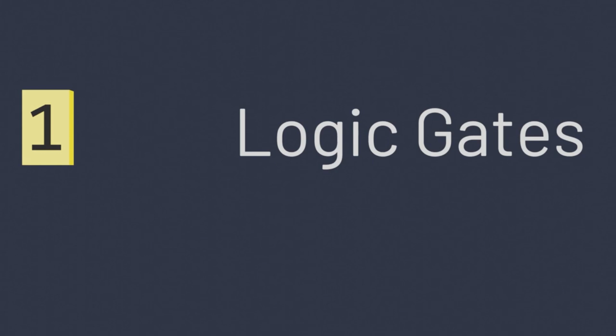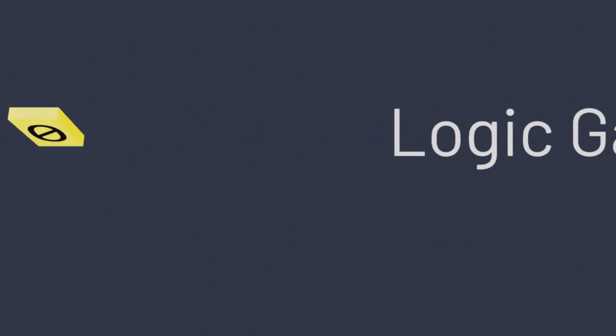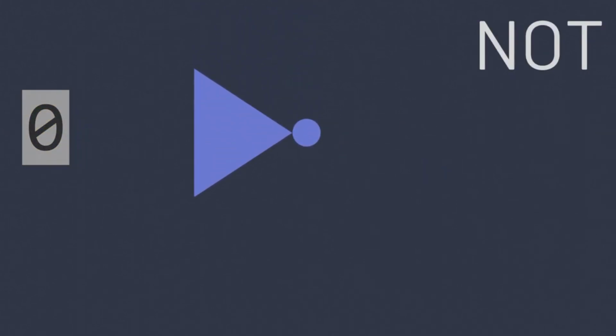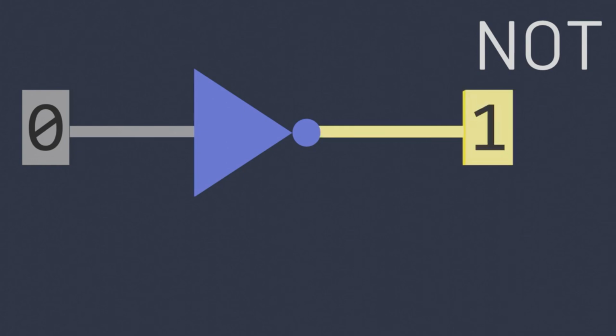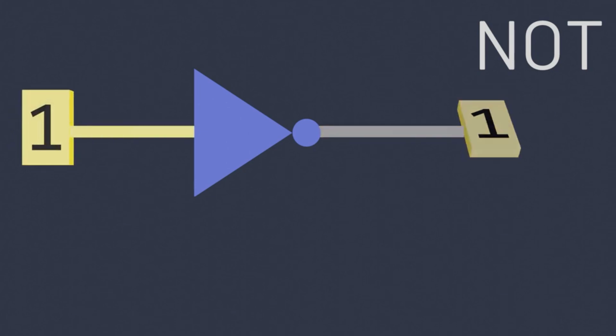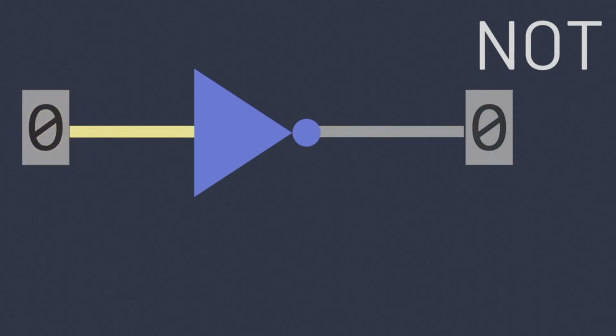and produce output according to a set of logical rules. One of the simplest logic gates is the NOT gate, represented graphically here. The NOT gate takes a single input, either a 0 or a 1, and inverts it, so that the output is the opposite of whatever the input is. If the input is a 1, then the NOT gate outputs a 0. If the input is a 0, then the NOT gate outputs a 1.